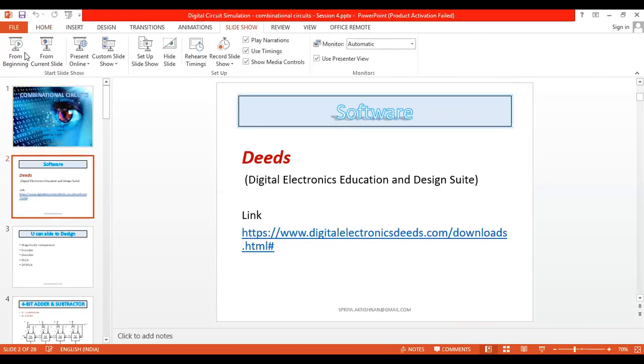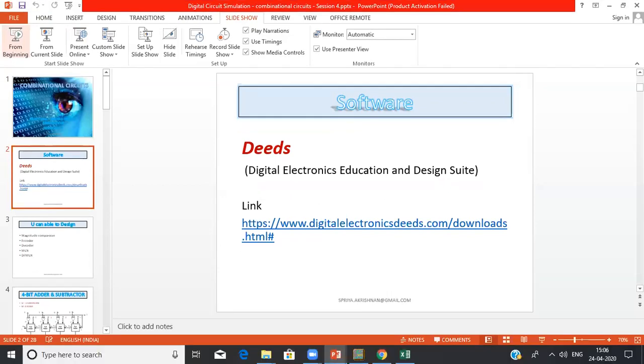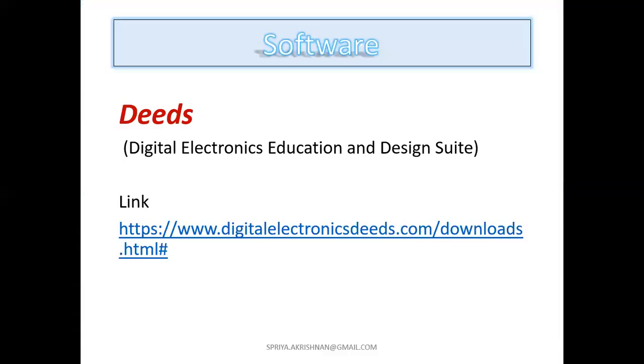I'll just put the slideshow of that. This is the software available. So how can you download the software? Just type DEEDS free download in Google. You can download the circuit simulator. It is as simple as that: simply download and then install. It is available only for the Windows version. Yes, most of you have Windows and you can make use of this.